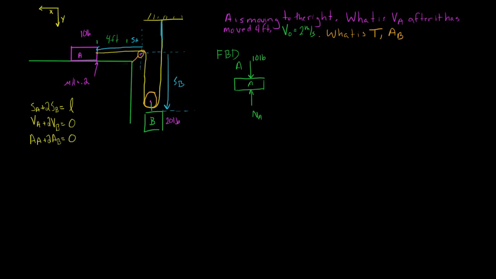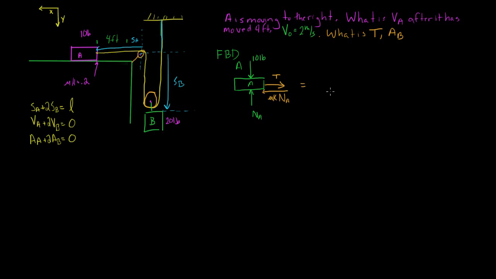The other two forces are a tension force with this rope right here, which we will call T, and a friction force because we're given information about friction. The coefficient of kinetic friction is 0.2. It's moving to the right, and friction opposes motion, so the force of friction is mu k times N sub A.